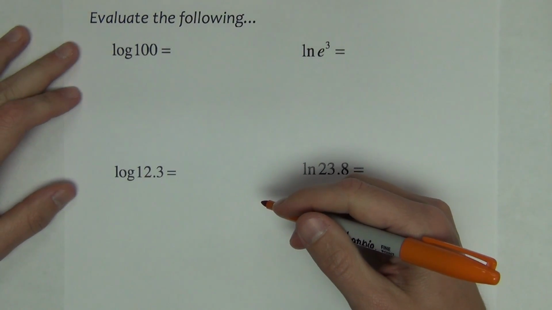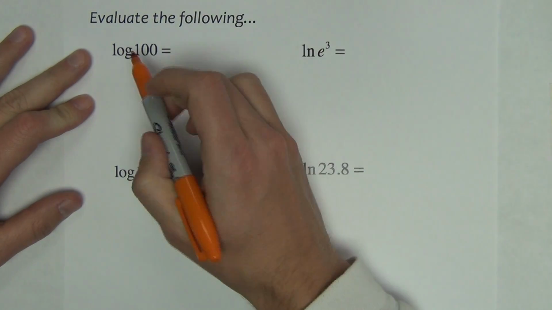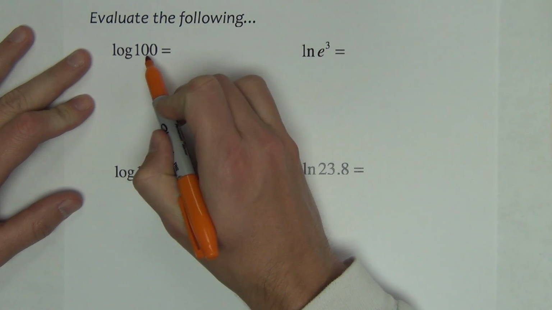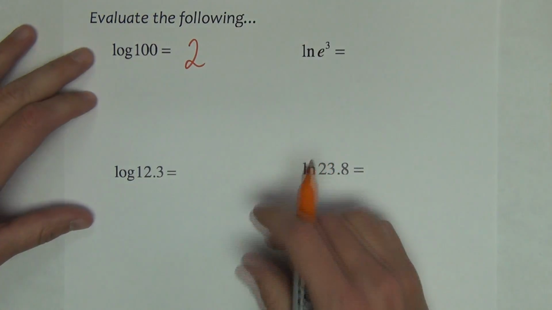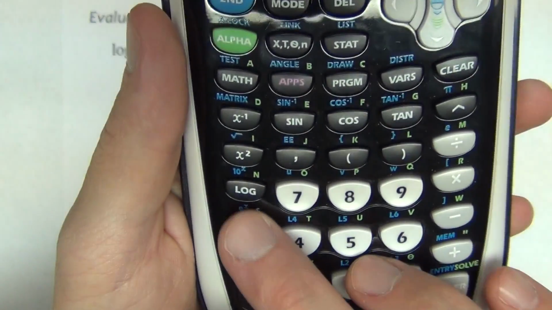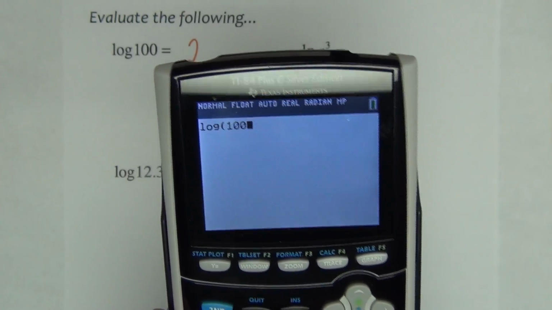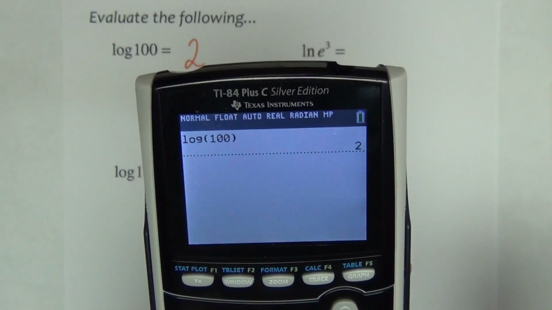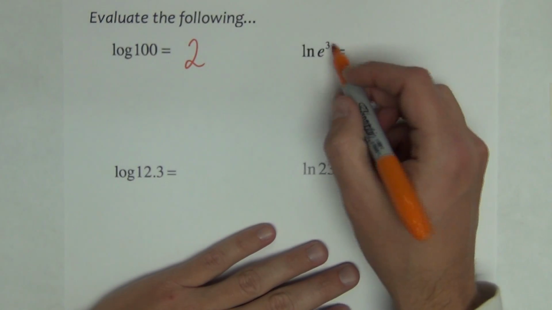Alright, first example, log 100. I know we just did log 100, but just to reinforce it, this means log base 10 of 100. So 10 to the second power is equal to 100. Now because it's on the calculator, the log button, I can actually type in log 100 and it'll answer for me. Not a problem.